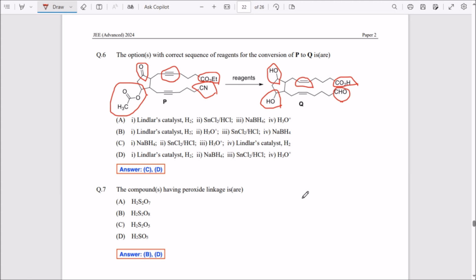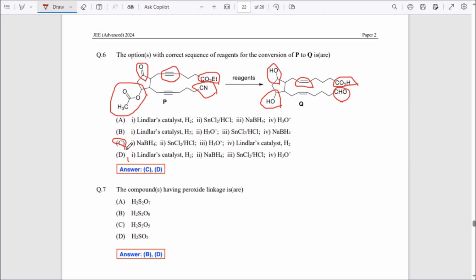So let us see the reagents. Option C. Sodium borohydride reduction gives keto to alcohol. Stannous chloride in presence of HCl gives ester hydrolysis. This acetate is nothing but an ester. This ester is hydrolyzed in presence of HCl; ester gives alcohol, here acid. At the same time, cyanide is converted into aldehyde, and H3O plus, that is acid hydrolysis. Hydrogenation with Lindlar's catalyst is going to reduce the triple bond to a double bond, that is cis geometry is going to be obtained, that is Q. So option C is the correct option, students.